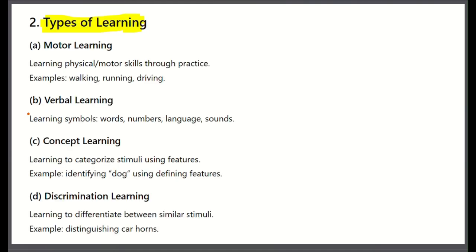There are 4 types of learning. Motor learning involves learning physical skills like walking, running, or driving. Verbal learning involves learning words, sounds, and language. Concept learning involves classifying stimuli based on features. For example, identifying a dog. Discrimination learning involves differentiating between similar stimuli. For example, recognizing different horns.